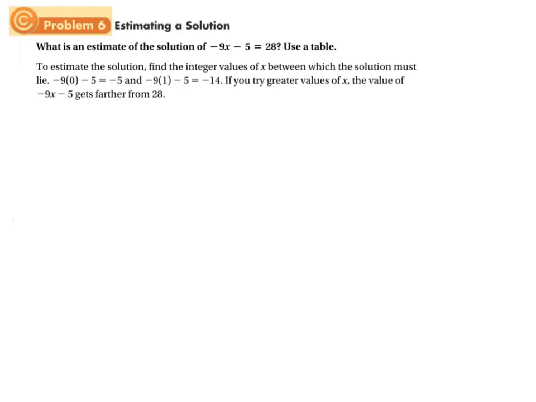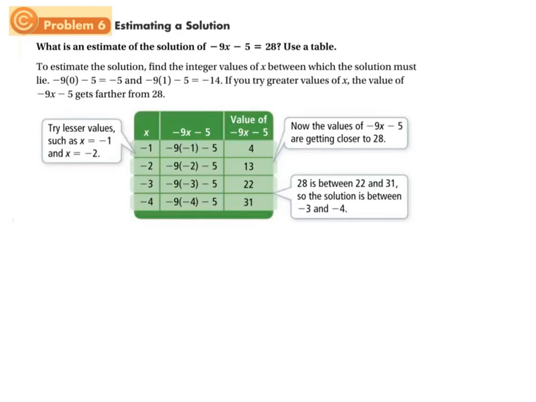So we pick negative 1, negative 2, negative 3, negative 4, and we plug them in, each time calculating it out. And what we see here, since we're looking for 28, it's somewhere between these two numbers. So our solution is somewhere between negative 3 and negative 4 for x. The value of x that would get you this is somewhere between negative 3 and negative 4. Okay?